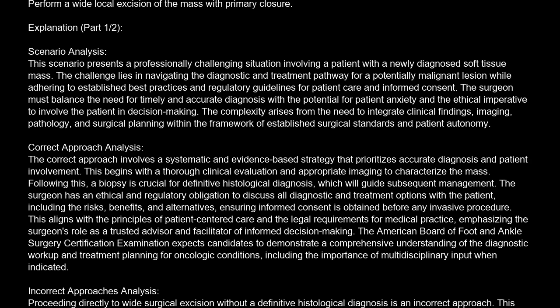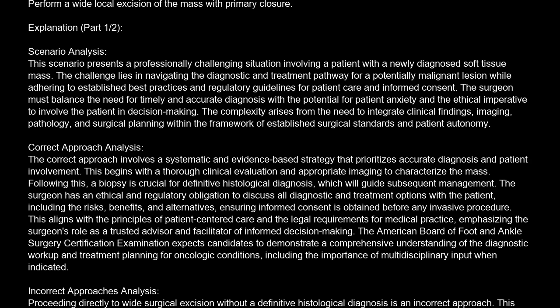Correct approach analysis. The correct approach involves a systematic and evidence-based strategy that prioritizes accurate diagnosis and patient involvement. This begins with a thorough clinical evaluation and appropriate imaging to characterize the mass. Following this, a biopsy is crucial for definitive histological diagnosis, which will guide subsequent management. The surgeon has an ethical and regulatory obligation to discuss all diagnostic and treatment options with the patient, including the risks, benefits, and alternatives, ensuring informed consent is obtained before any invasive procedure.